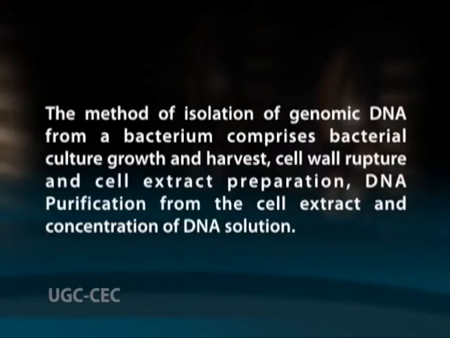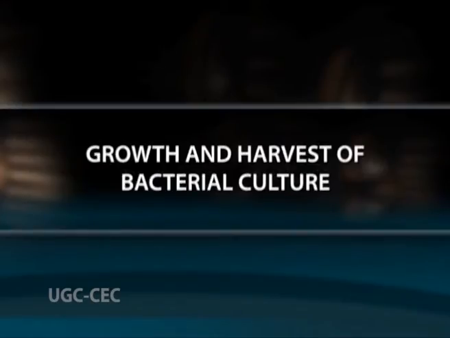The method of isolation of genomic DNA from a bacterium comprises bacterial culture growth and harvest, cell wall rupture and cell extract preparation, DNA purification from the cell extract and concentration of the DNA solution. Growth and harvest of bacterial culture. Bacterial cell culture is more convenient than any other microbe as it requires only liquid medium or broth containing essential nutrients at optimal concentrations for the growth and division of bacterial cells.